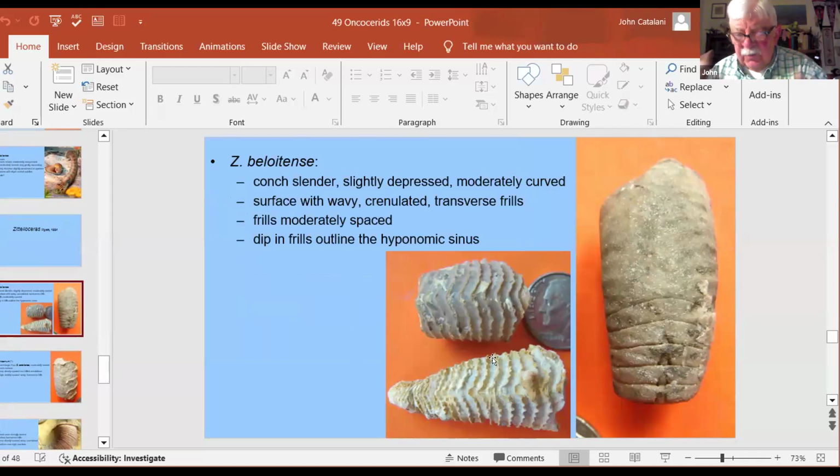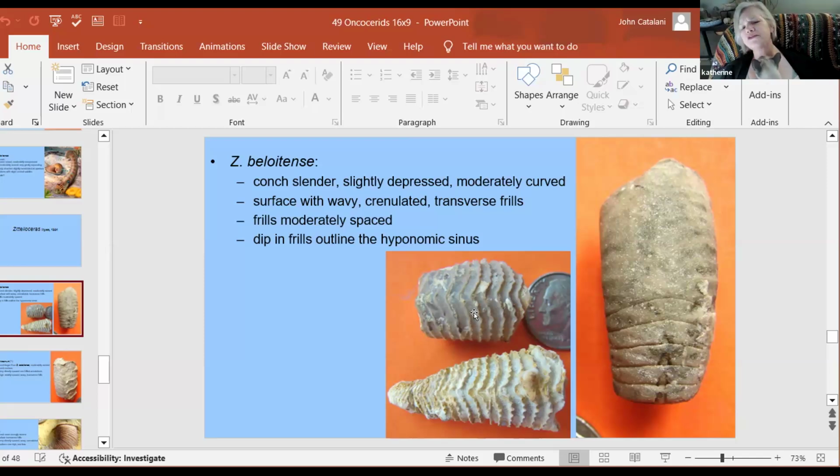Why don't we use the shells more? Well, because I've got shells of Beloitoceras, and no offense to Beloitoceras, but the shells are boring. They're smooth. They do have growth lines on them. You could pick out the hyponomic sinus, but they don't show us much of anything. We know they had growth lines. We know, these have character.